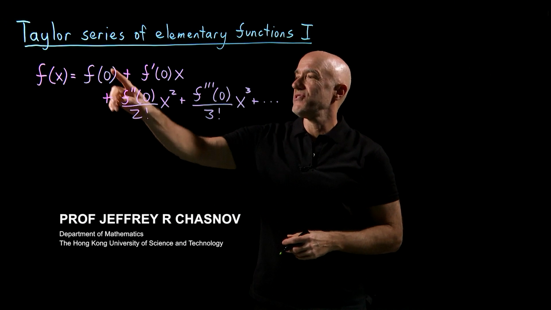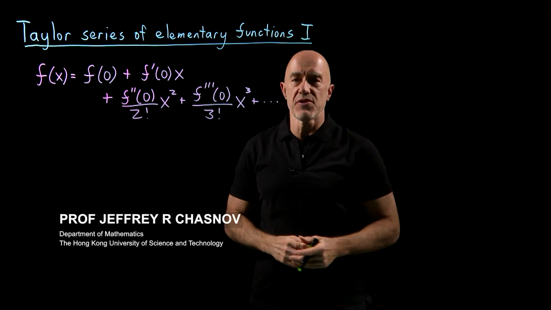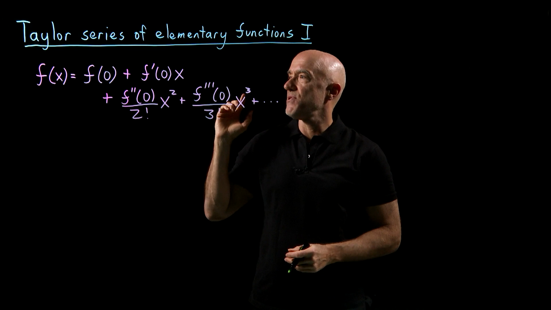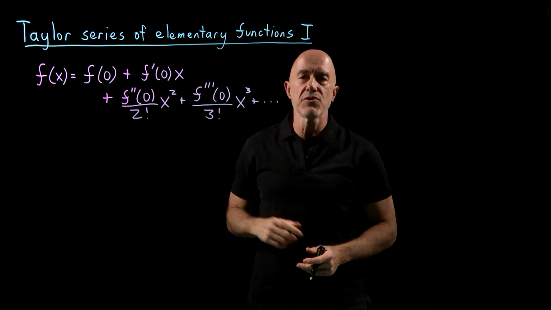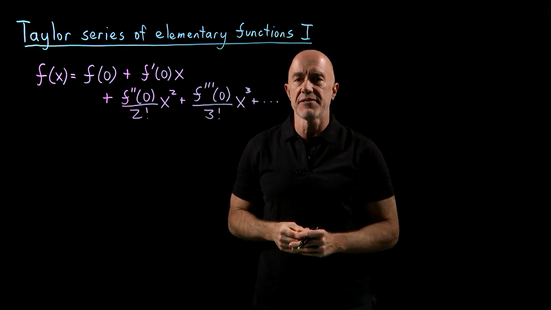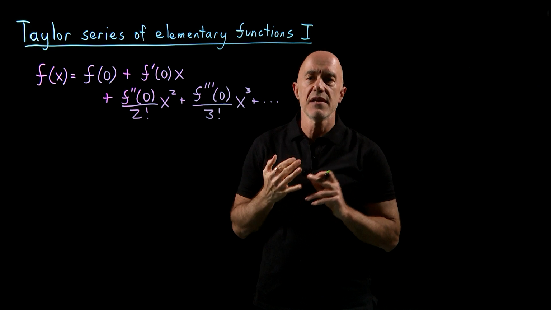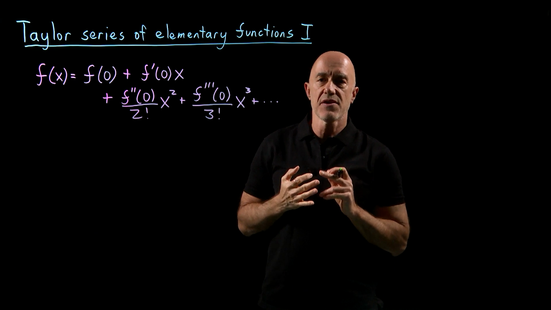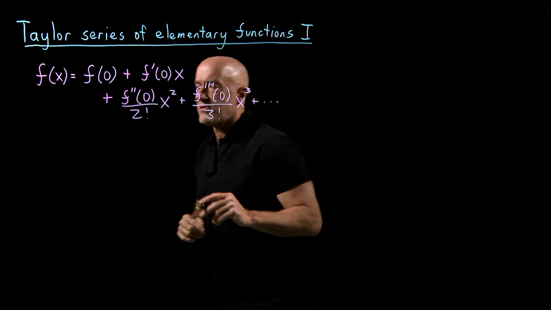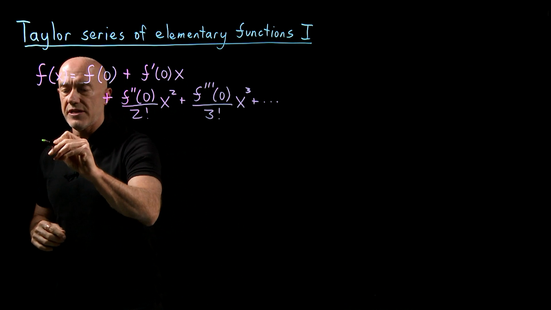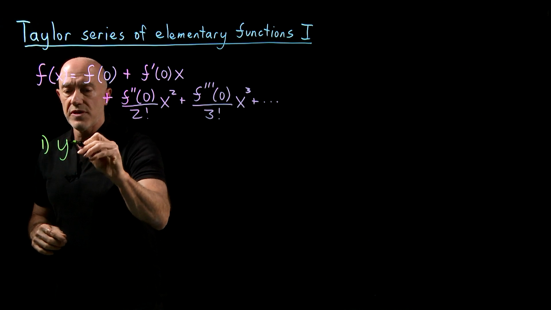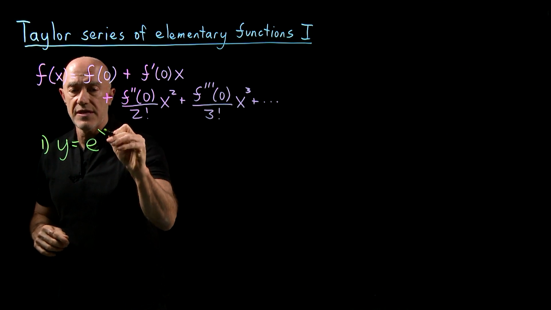Now that we know the general form of the Taylor series, we should compute the Taylor series for the three most important functions of calculus: the exponential function, the sine function, and the cosine function. So let's start with the exponential function. We're doing the function y equals e to the x.